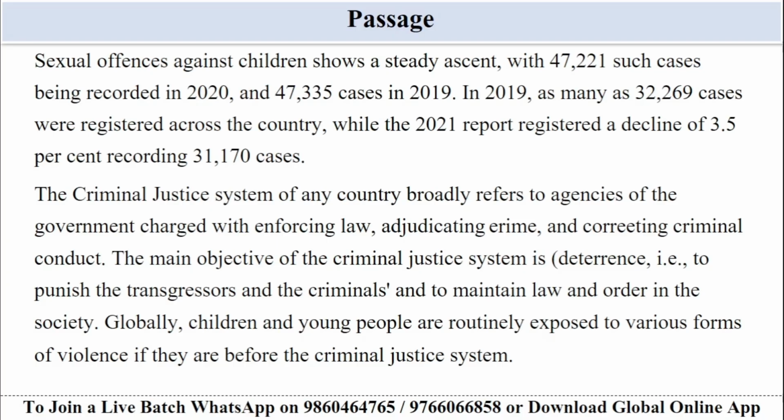The criminal justice system of any country broadly refers to agencies of the government charged with enforcing law, adjudicating crimes, and correcting criminal conduct. The main objective of the criminal justice system is deterrence, that is to punish the transgressors and the criminals and to maintain law and order in the society.